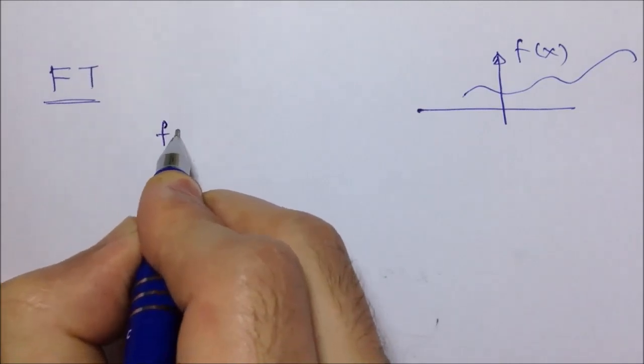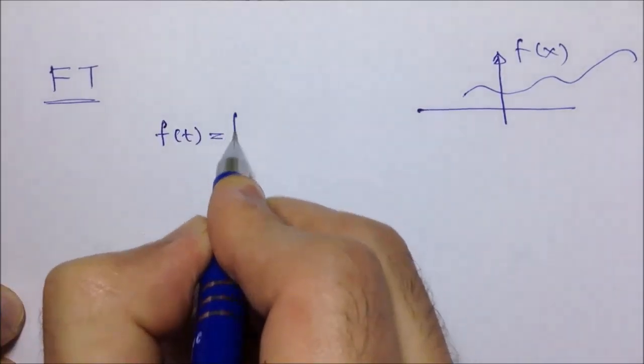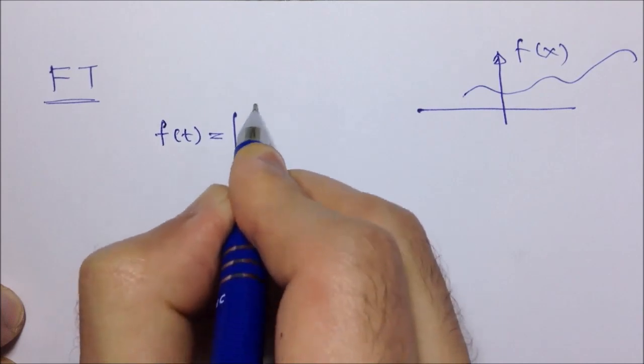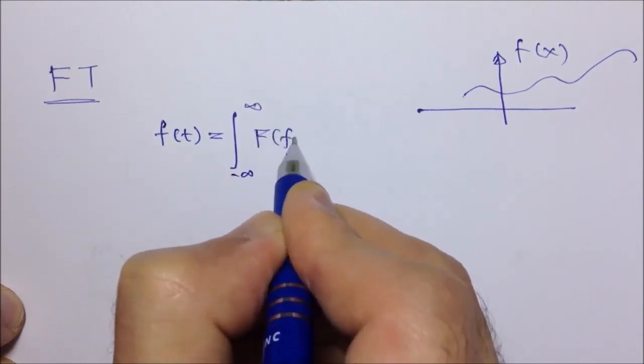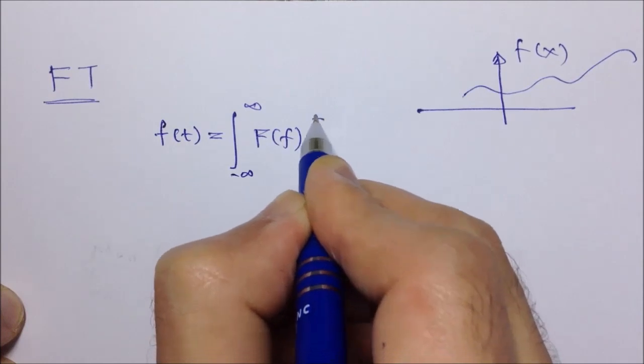So I'm going to write that f of t can be rewritten as the inverse Fourier transform of its forward Fourier transform.